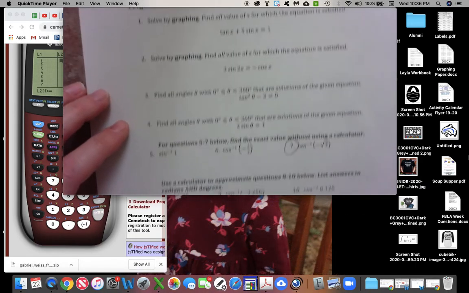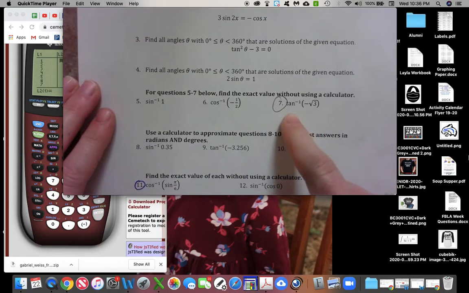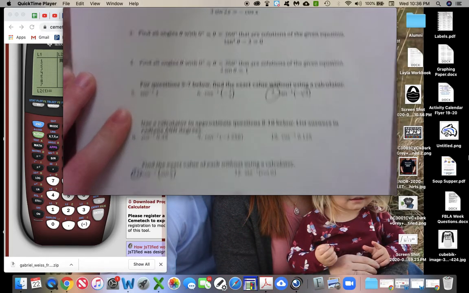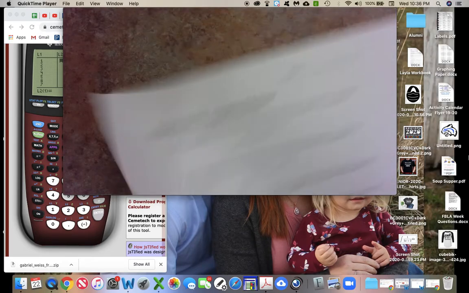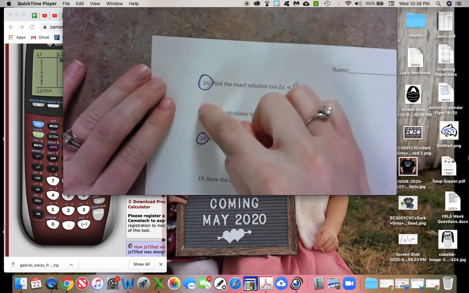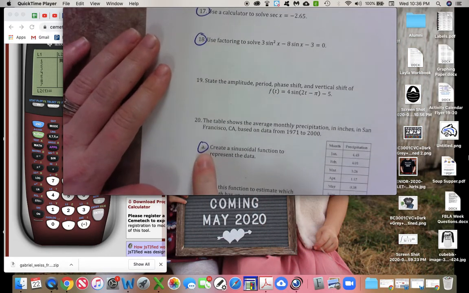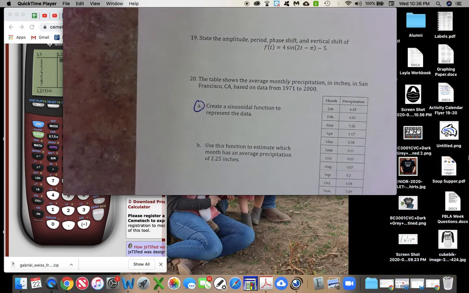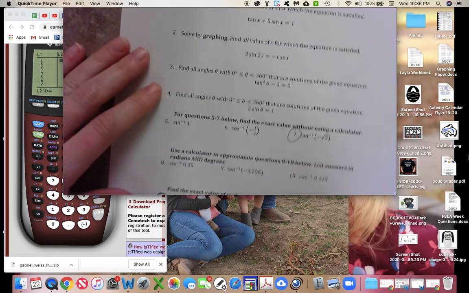They are circled on my page, so we're going to go through 7, 11, 13, 14, and then a few of them on the back side: 16, 17, 18, and then 20A. I might as well do 20B with you too. So we'll go through quite a few of these together just to get you on the right track.